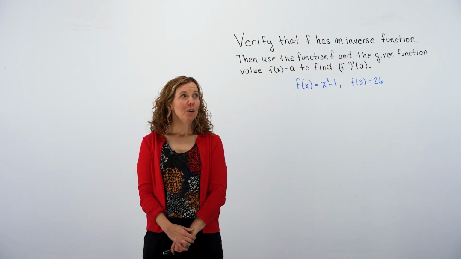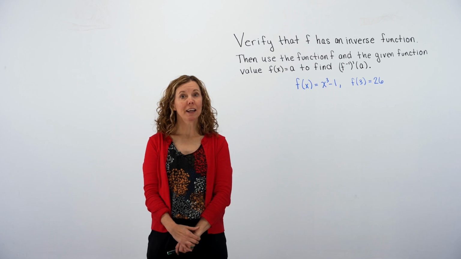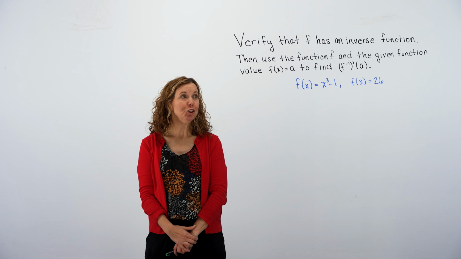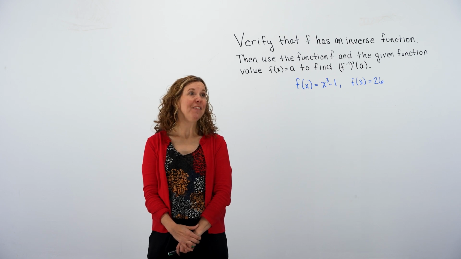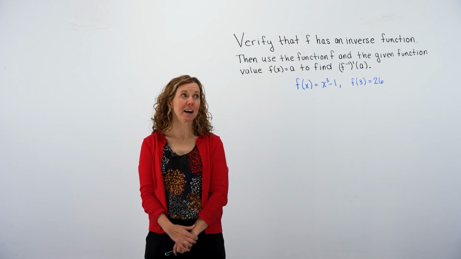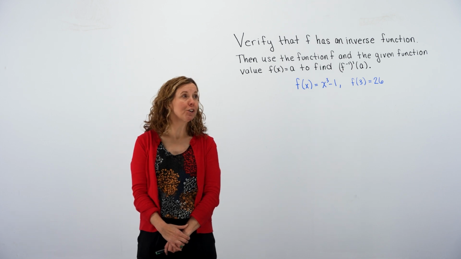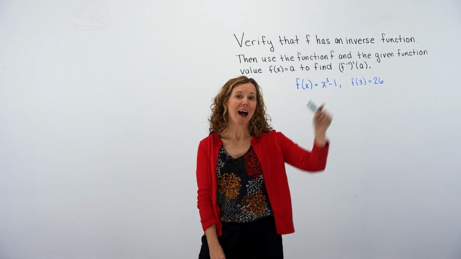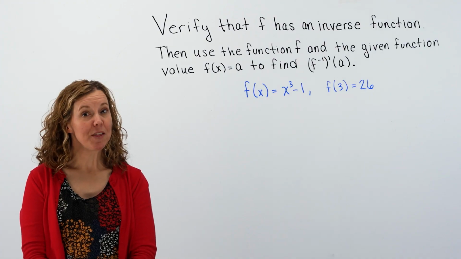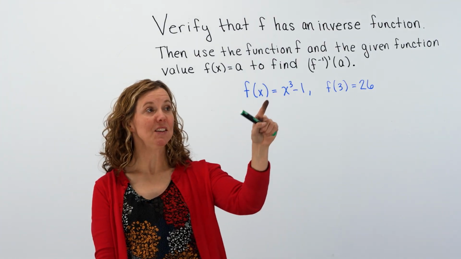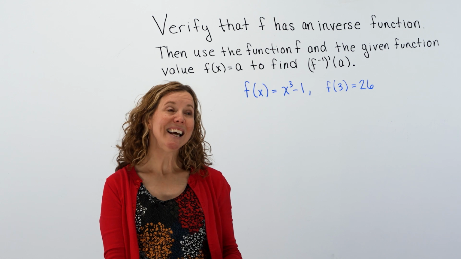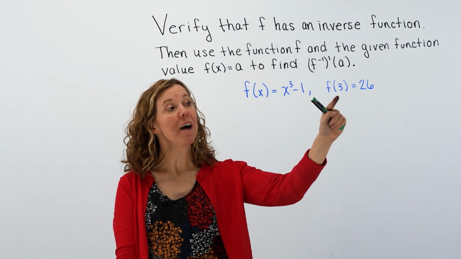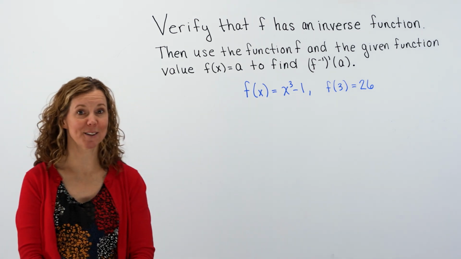In this problem, we are asked to verify that a given function f has an inverse function, and then to use the function f and the given function value f of x equals a in order to find what f inverse prime would equal at a. We're given the particular function f of x equals x cubed minus 1, and the evaluation that at x equals 3, f of 3 is 26.